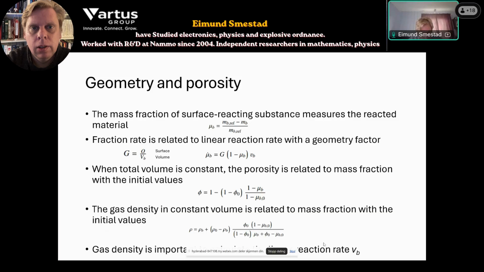When the volume is constant, the porosity phi is directly related to mass fraction μb with the initial values. The same applies for the gas density, directly related to mass fraction and the initial values. Gas density is important because it's the main input parameter to the linear reaction rate Vb.